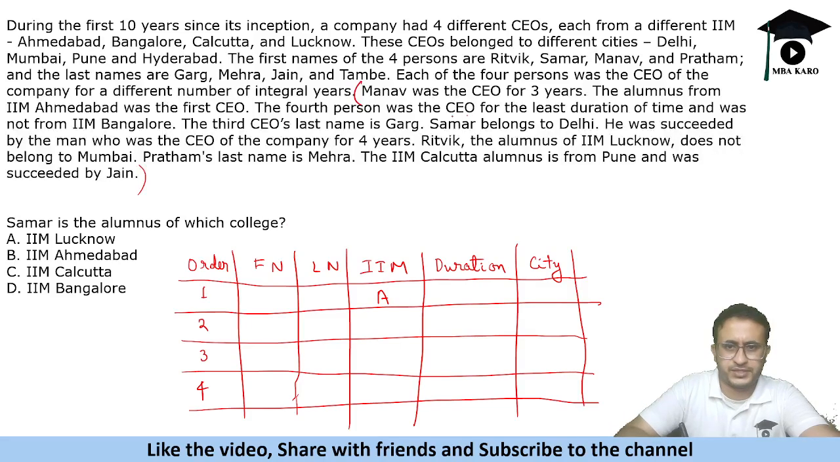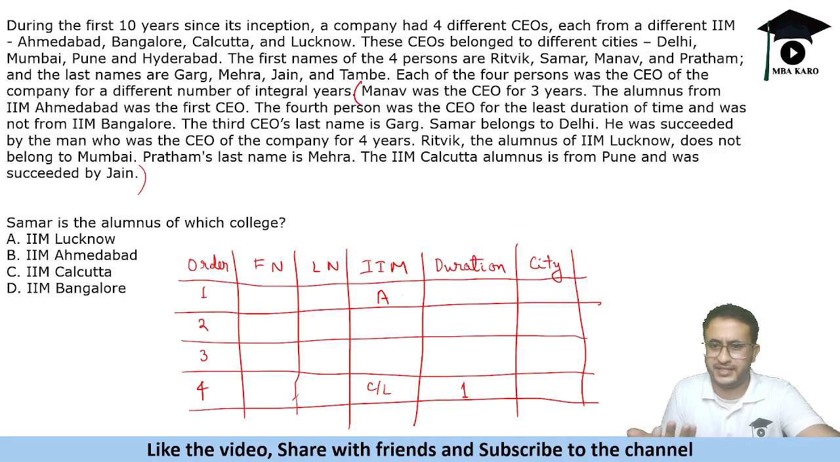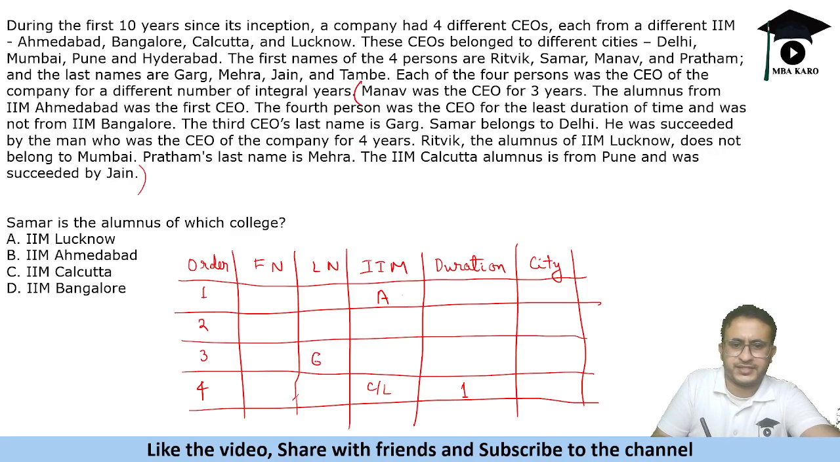The fourth person was the CEO for the least duration. So that means the fourth person was the CEO for 1 year of time and was not from IIM Bangalore. So this is not from B. So it can be C or L. Because see, there are only four values A, B, C, L. So we can put C or L. The third CEO's last name is Garg. So this person is Garg.